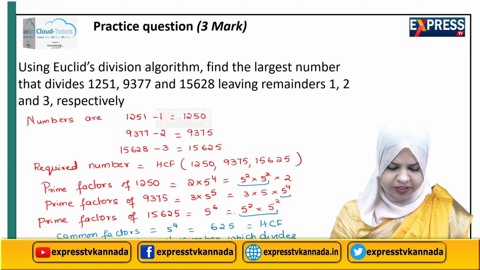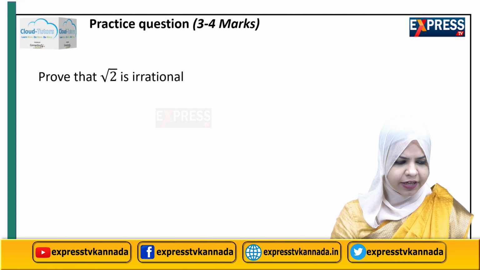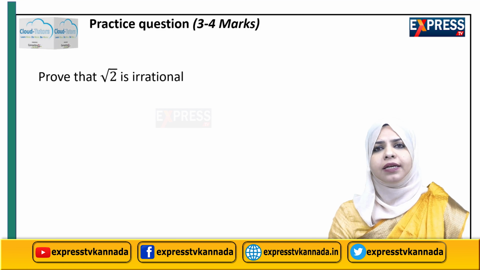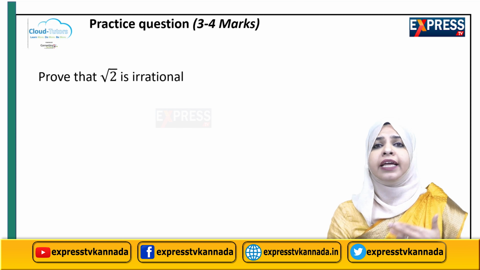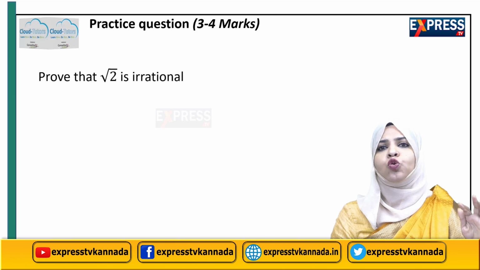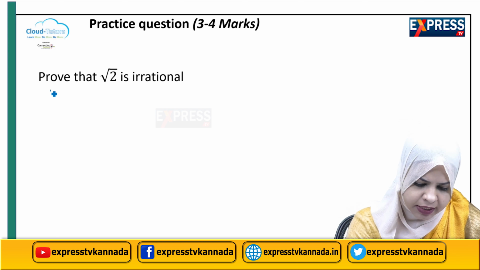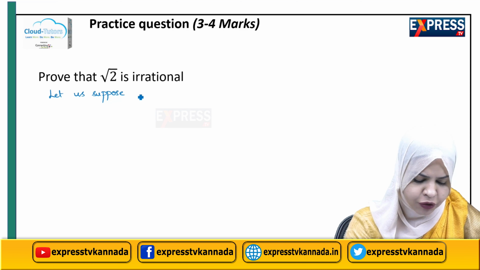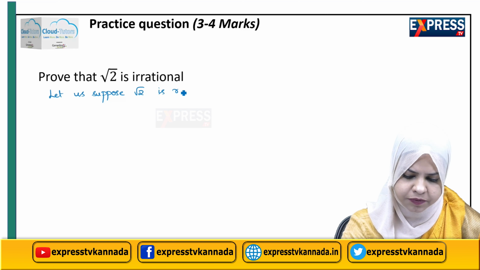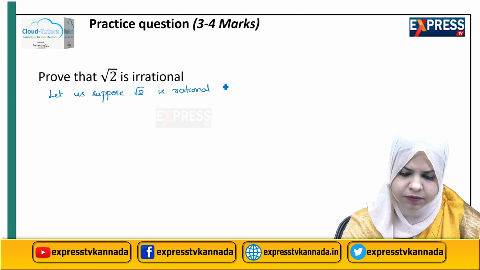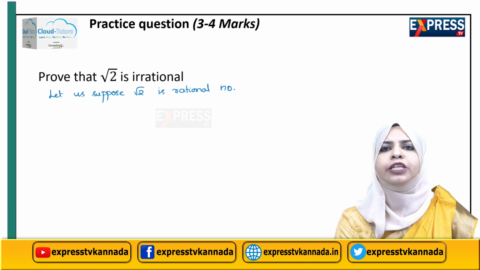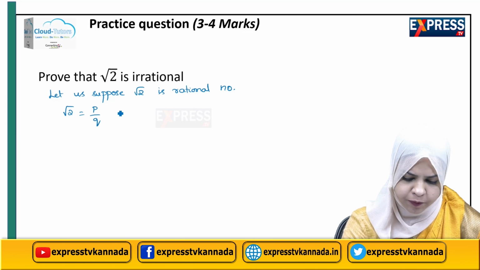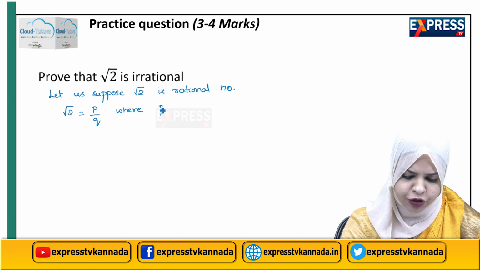Alright, so let's see the next question now. Prove that root 2 is irrational. So let's see and prove that it is irrational. To prove that it is irrational, let us assume that root 2 is a rational number. When I say rational number, it should be in the form of p by q. So let us say root 2 is equal to p by q, where p and q are co-prime.